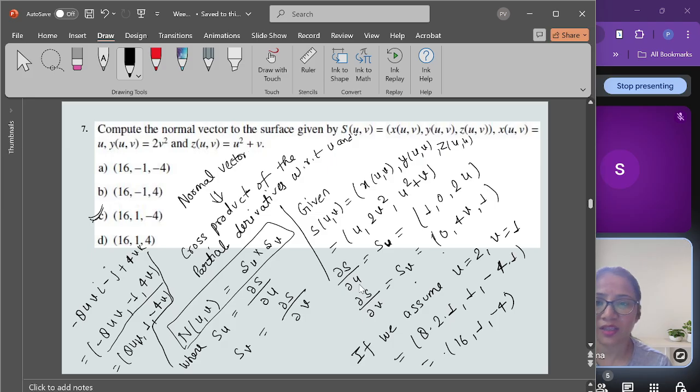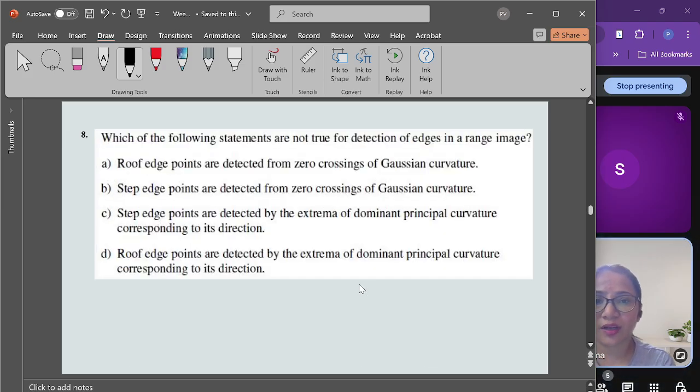Okay. So now moving to our next question. Our next question is a theoretical one. Which of the following statements are not true for the detection of the edges in the range image? Option A, roof edge points are detected from zero crossings of Gaussian curvature. Option B, step edge points are detected from zero crossings of the Gaussian curvature. Option C, step edge points are detected by the extrema of the dominant principal curvature corresponding to its direction. Option D, roof edge points are detected by the extrema of the dominant principal curvature corresponding to its direction.